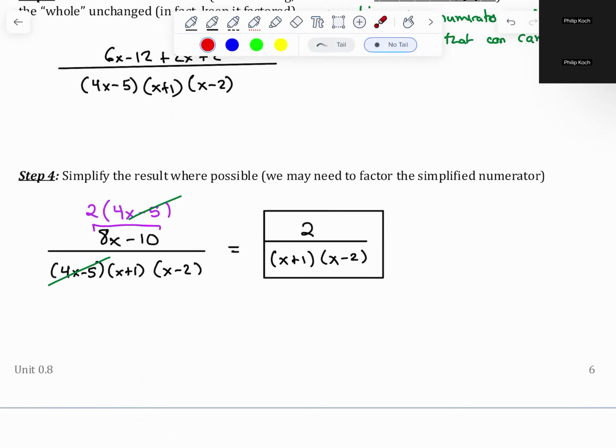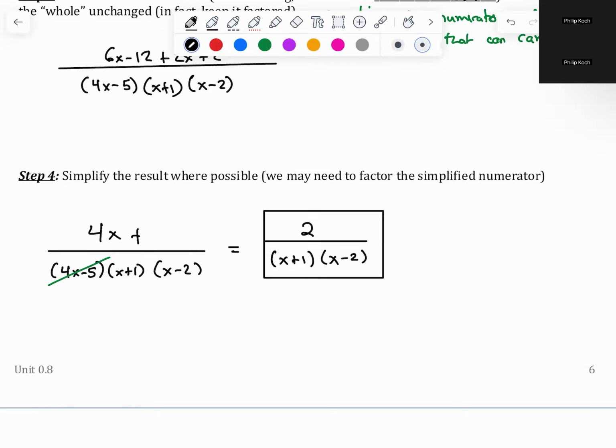So if this had been, let's just say for the sake of an argument, it's not this case, but what if it had been 4x plus 10? Let's just say it ended up being that. You would try and factor out the 2. Sorry, 8x. So writing just the 4x plus 10, that is correct. Yeah, that would be fine. But it can be simplified. You could factor it more, but nothing would end up canceling.